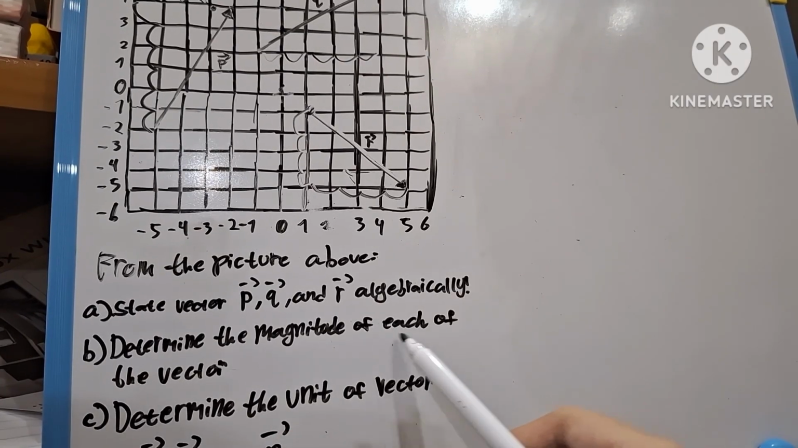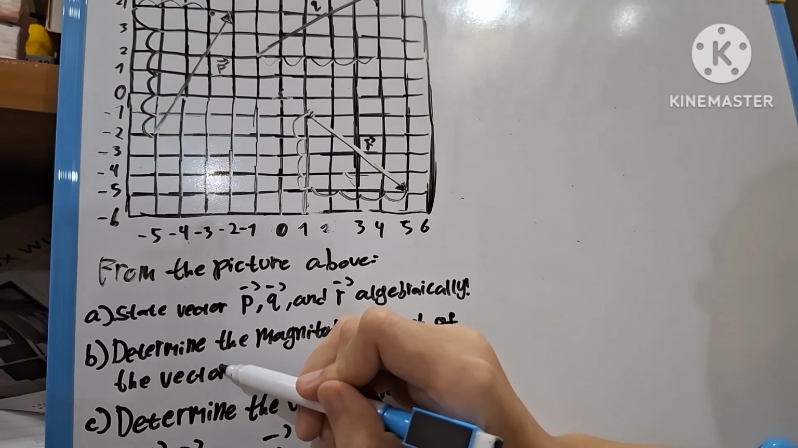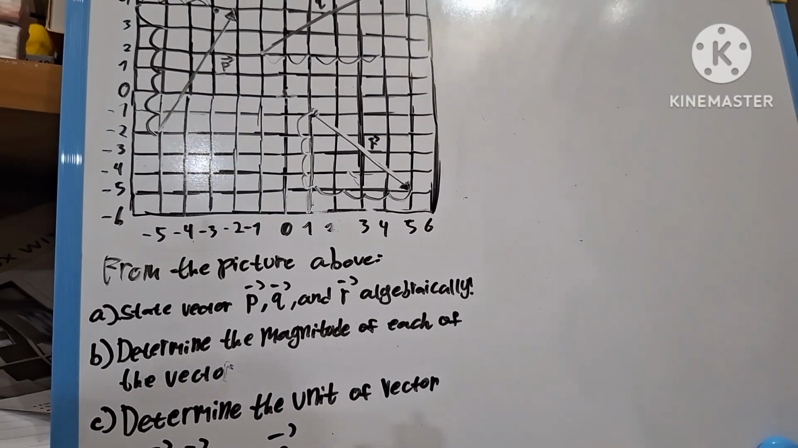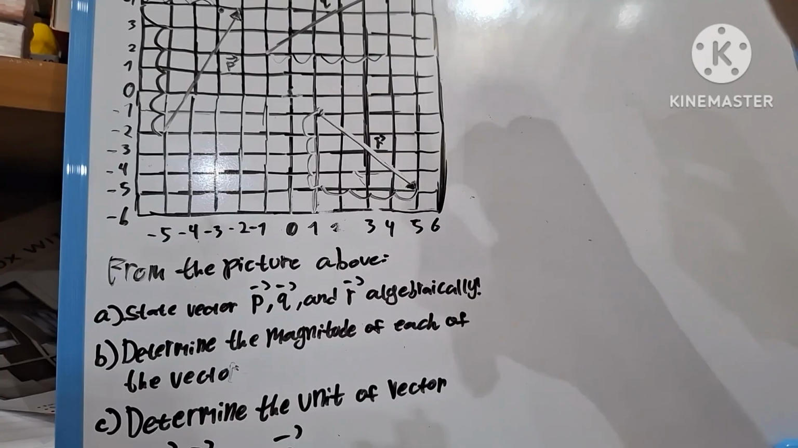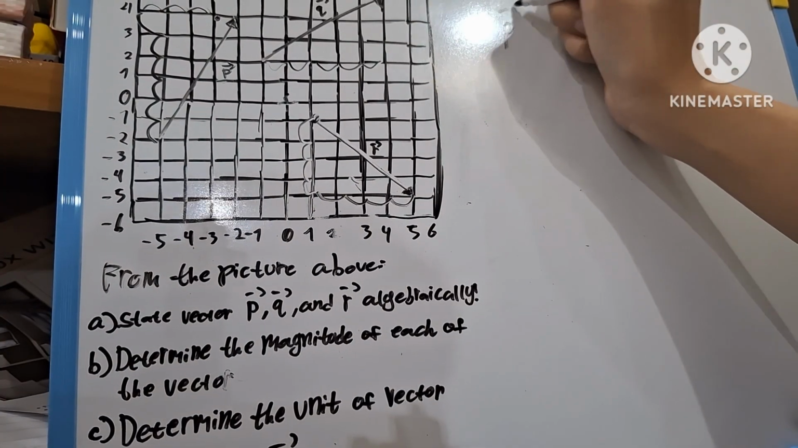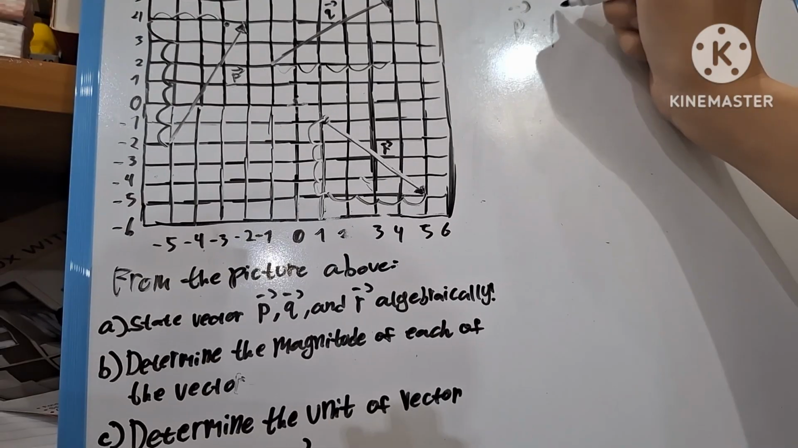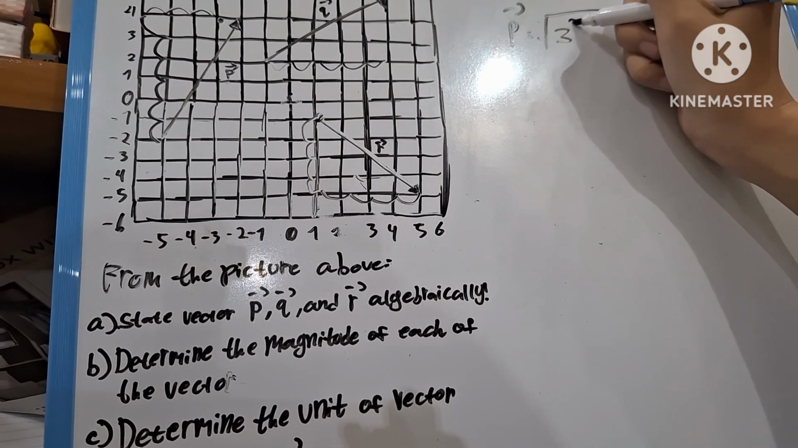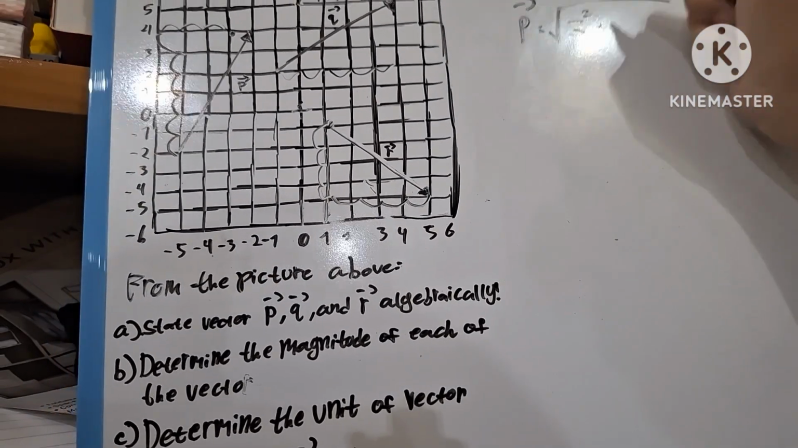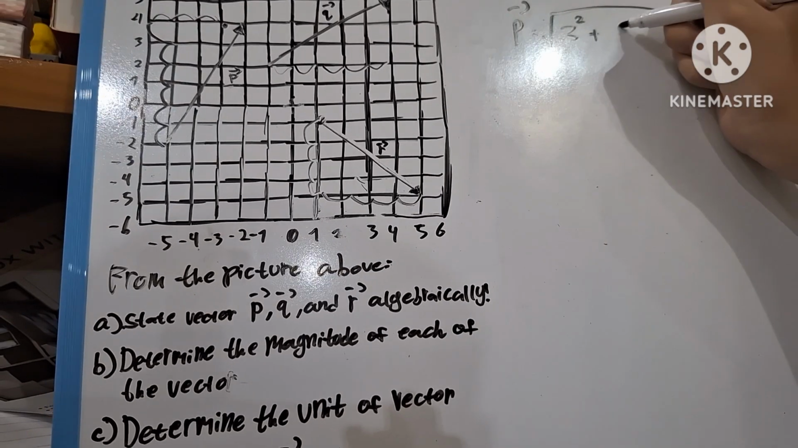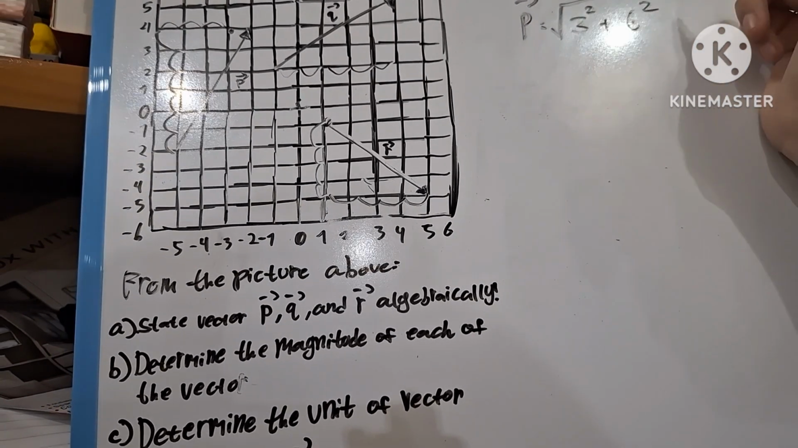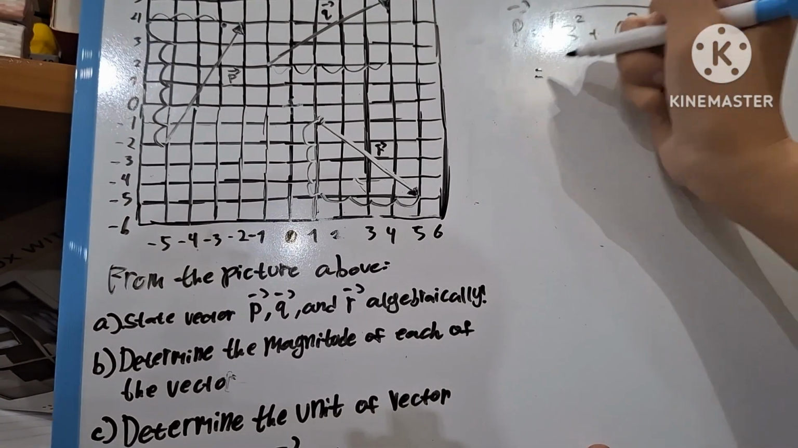Now we're going to do part B of the question. Determine the magnitude of each of the vectors. So, here's what we're going to do again. Put P and make a root. Then using the result from last time, make it 3 squared plus 6 squared. Just like that.